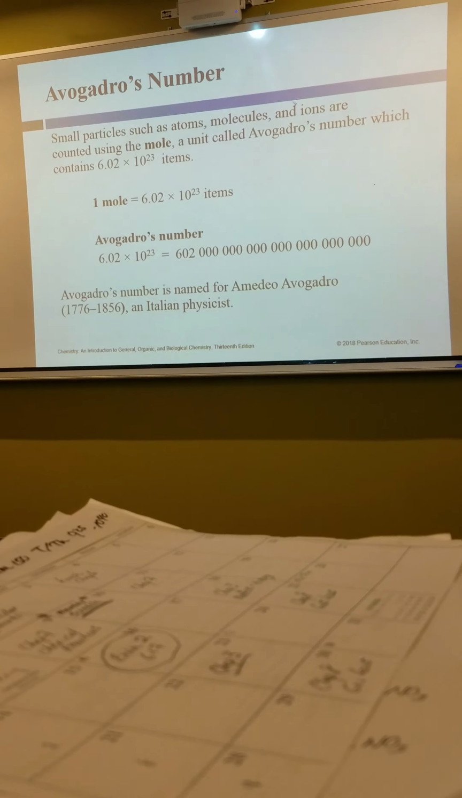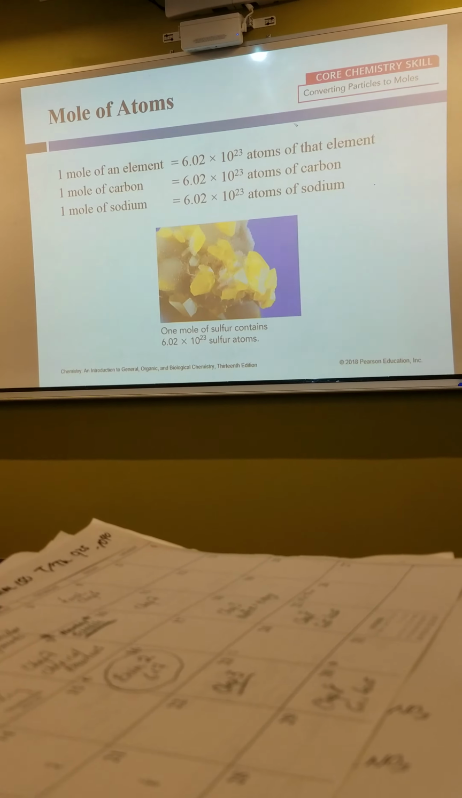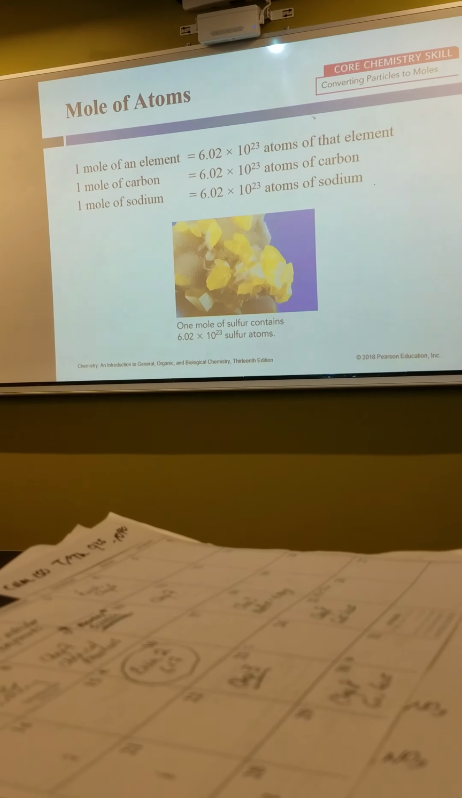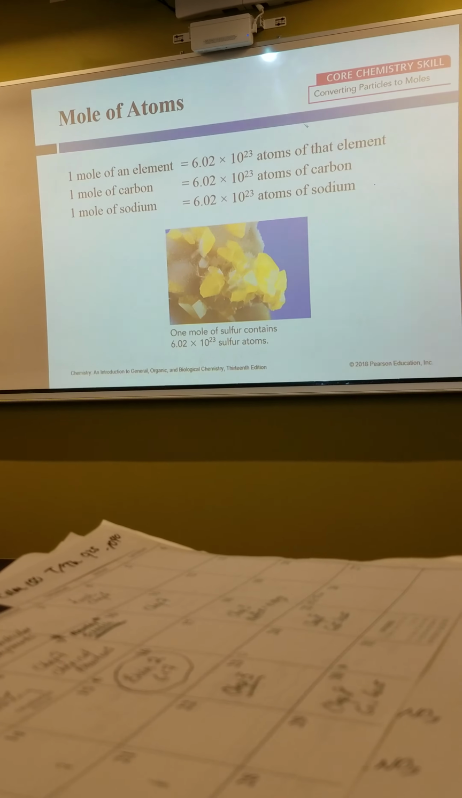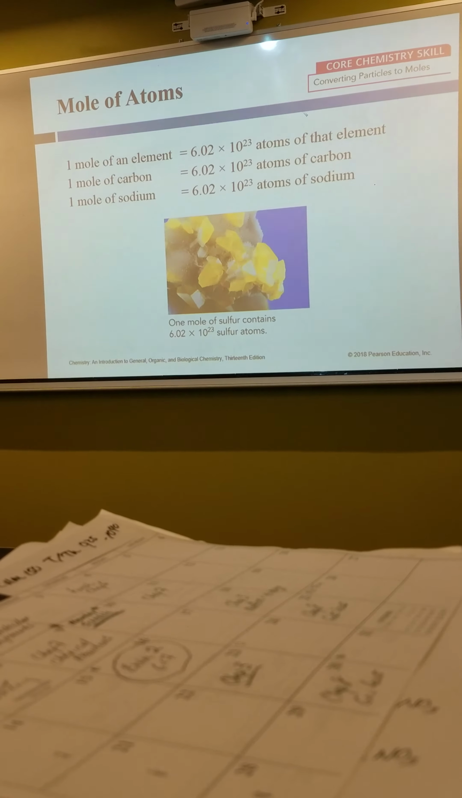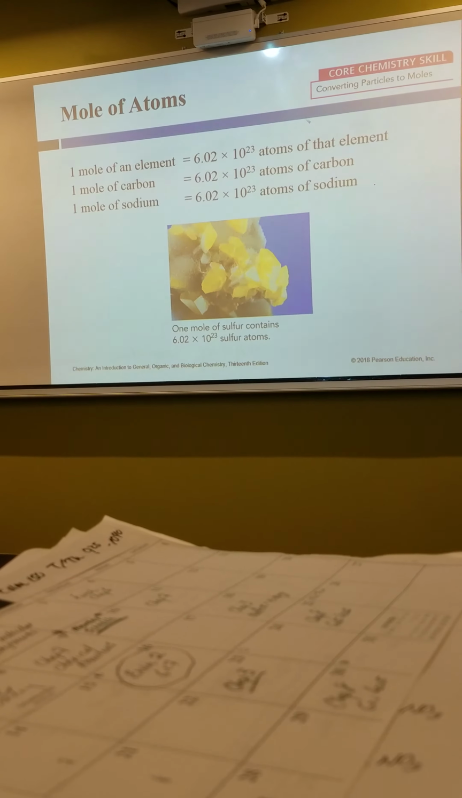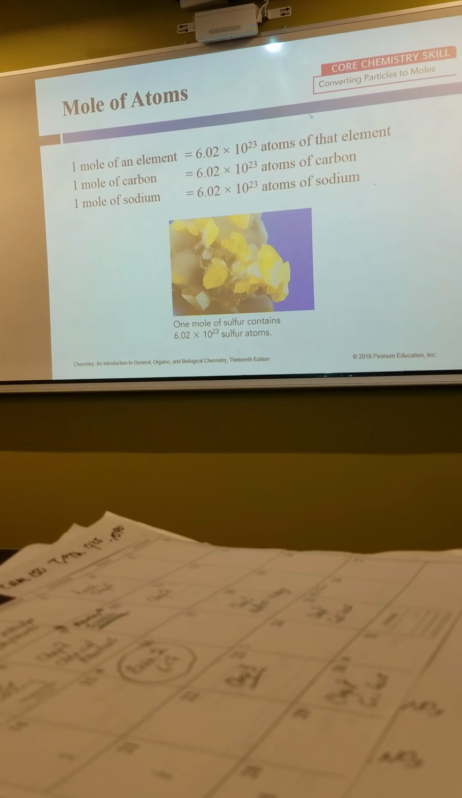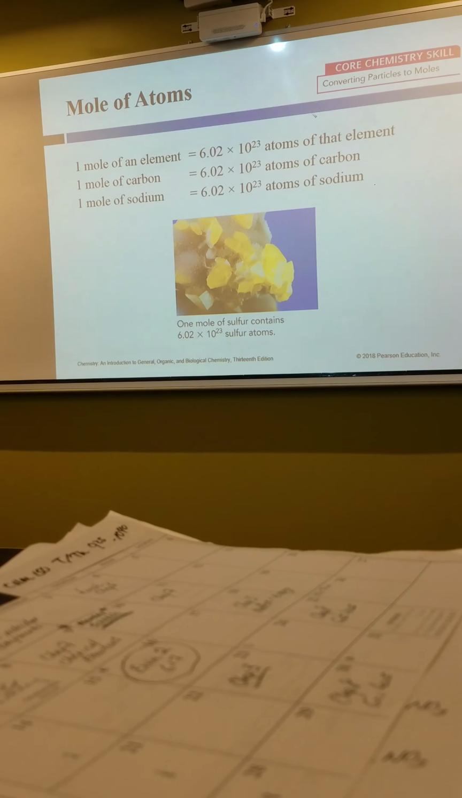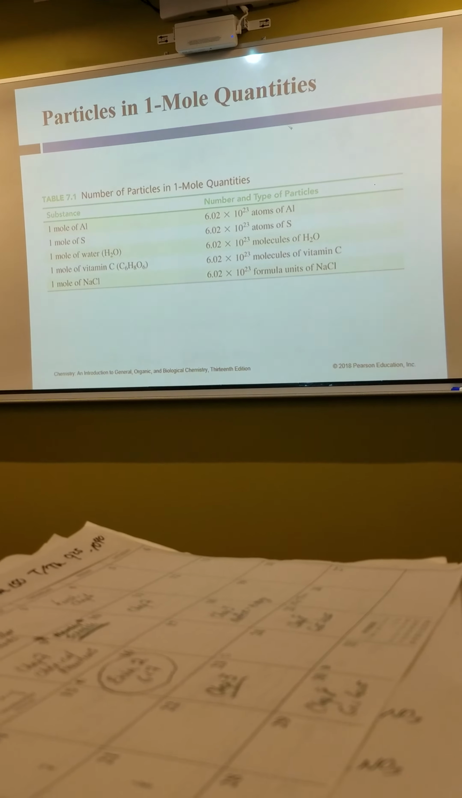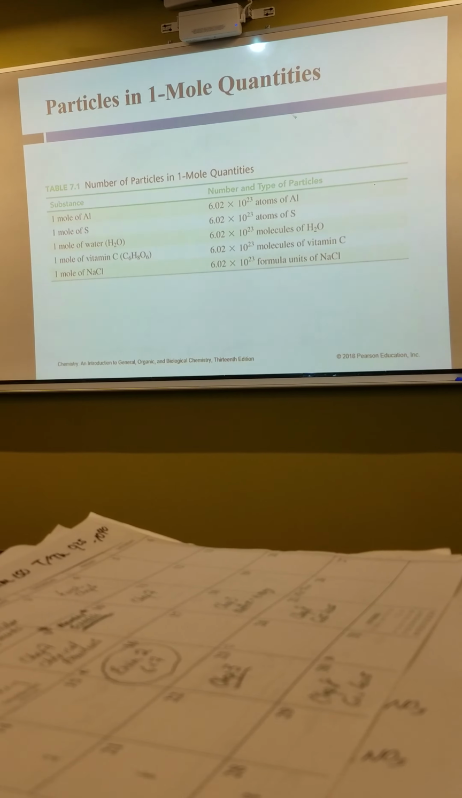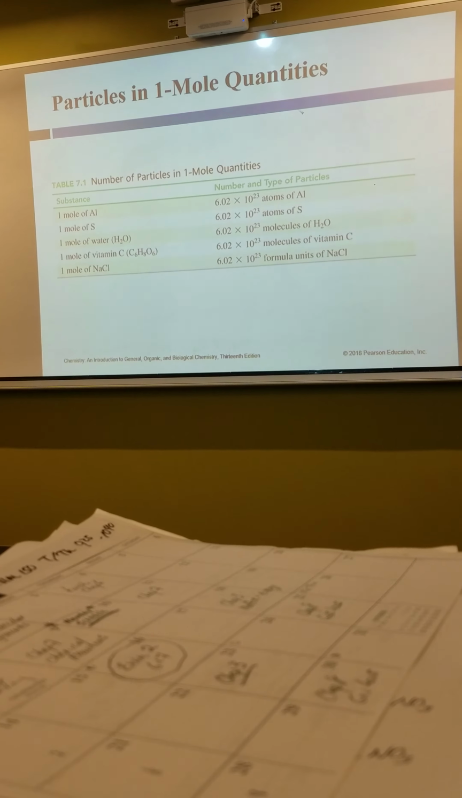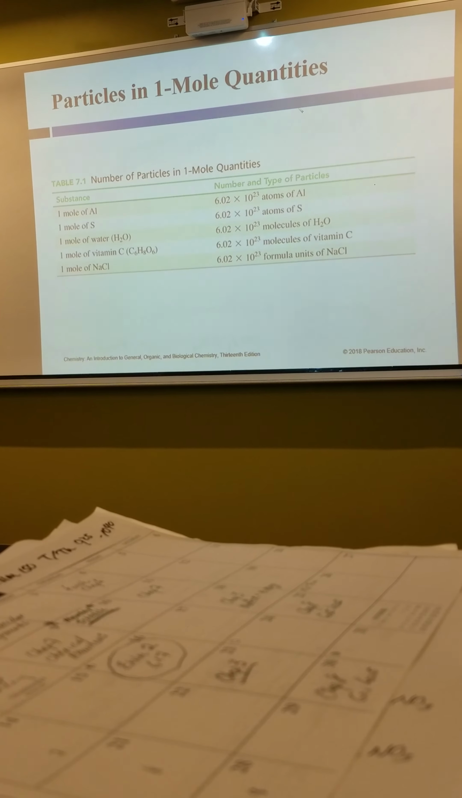So Avogadro's number. So 1 mole of an element. If I said, how many atoms, ions, molecules in 1 mole of sodium? 6.02 times 10 to the 23rd. How many atoms, ions, molecules in 1 mole of carbon? 6.02 times 10 to the 23rd. How about for sodium? 6.02 times 10 to the 23rd. So the number of particles in 1 mole is going to be 6.02 times 10 to the 23rd. That's pretty easy to figure out.